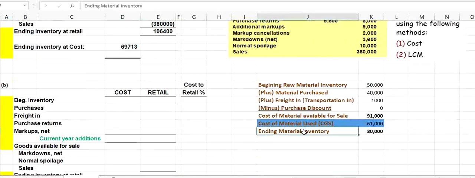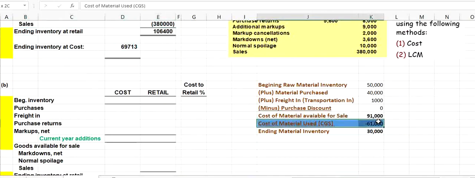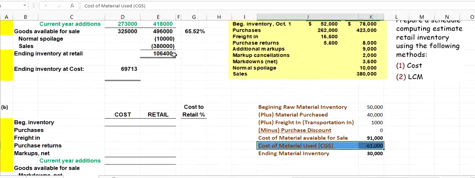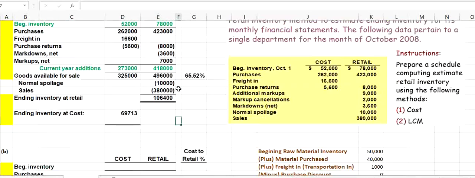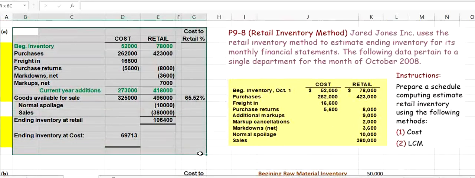In other terms, it's this thing. This one, ending retail at 106,400, is this blue one. Not the cost of goods sold, but that's the ending value at retail. And we know that 65% of this retail is cost, so we brought it here. So that's how you do it. And by the way, it was the cost method. So everything is explained here.